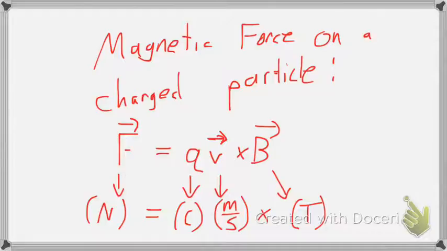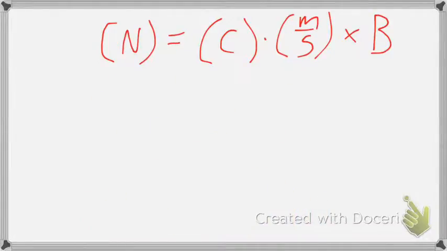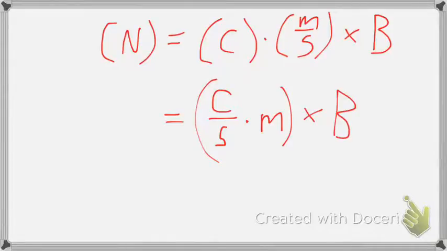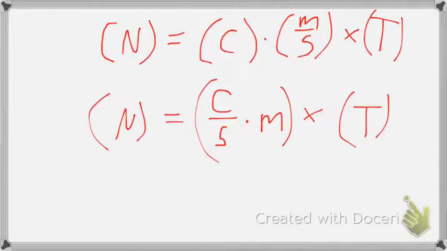So if I take these units and rearrange them a little bit, since I'm multiplying a coulomb by a meter per second, I can rearrange that as coulombs per second times meter, all crossed with the magnetic field. Sorry, that should be Tesla, not just B. If I'm going to change things to units, I might as well stick with it all the way through. So I have a Newton of force equals a coulomb of charge per second times a meter, all crossed with a Tesla of magnetic field.